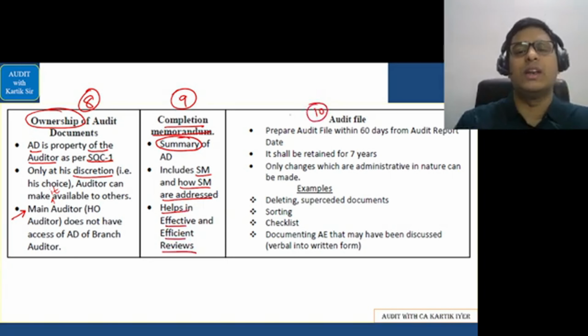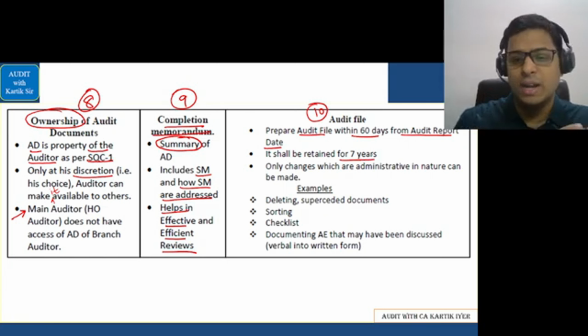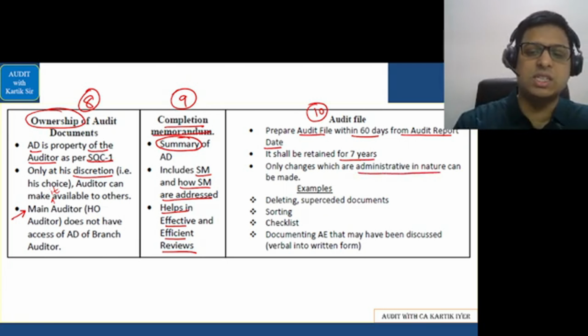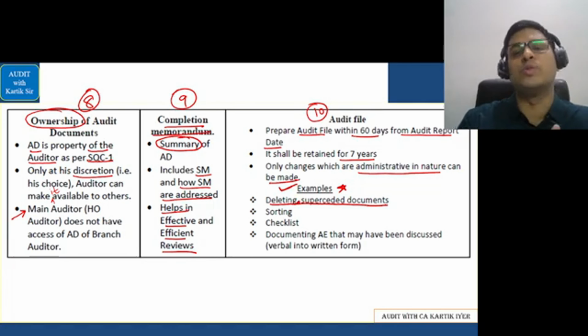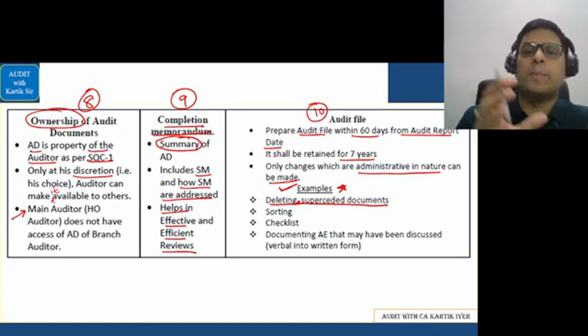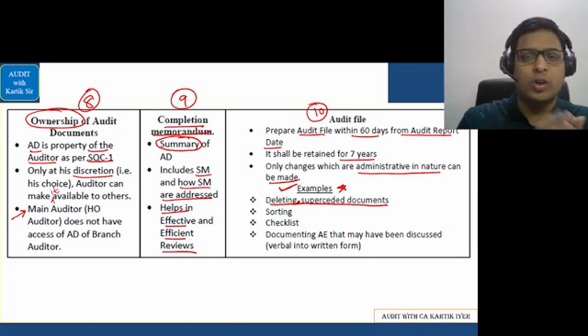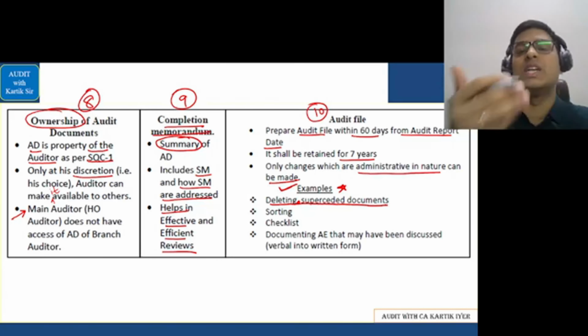Finally, question number 10. Audit file, the auditor has to prepare within 60 days from the date of the auditor's report. It shall be retained for 7 years after the audit file is made. Only the changes which are administrative in nature can be made. In this, some examples are given, very, very important in my opinion. Do it well. Deleting any superseded documents is covered here. So if your second email is superior to the first one, in that the second email clarifies the things in a better manner, then the print of the first email you need not keep with you in the audit file. Only the print of the second email you will keep, because second email has superseded the first email.